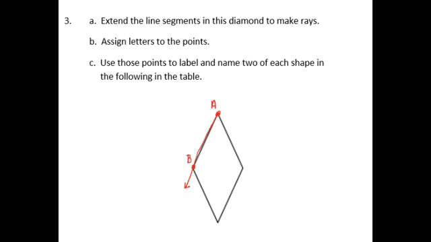And I can make another ray. Let's see, I can start here and extend this segment to make another ray. We'll call this ray C, D. I could also make rays going from A through C and B through D. So if I start at A, keep going through point C, make an arrow, there's another ray. And if I start at point B, I can continue through point D, make an arrow, and that would be ray BD. So we have several different rays in this diamond.